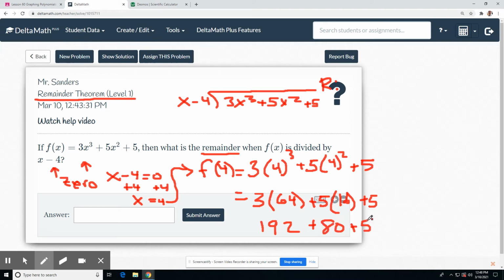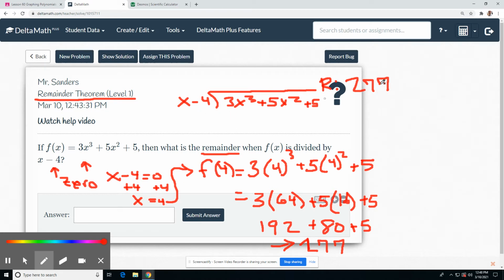Plus 5. Okay. What's 80 plus 192? That'd be 272 plus 5, 277. 272 plus 5, 277 is what I get as my answer. So that would be the remainder. So for this theorem, all it's telling you is the remainder. It's not telling you what you have left over.